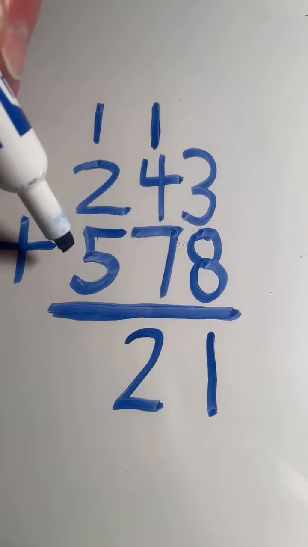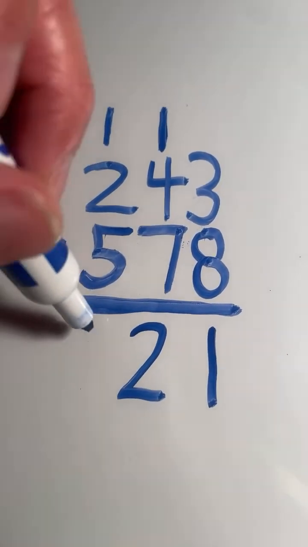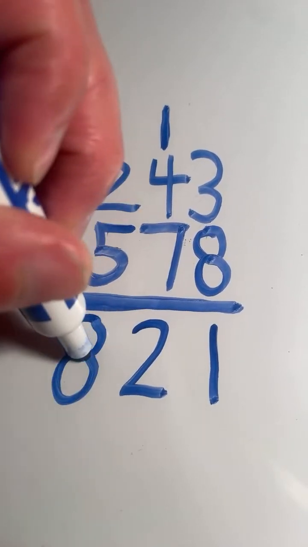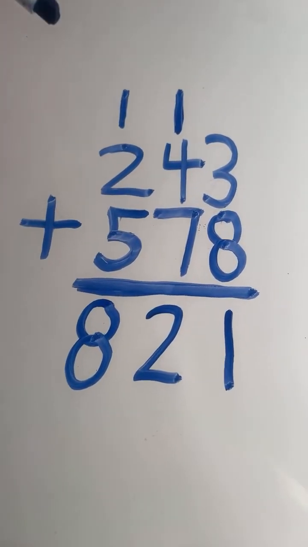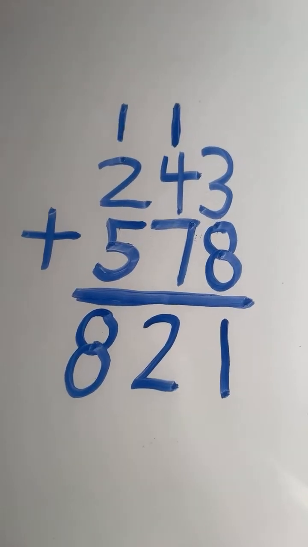Next, we're going to add 2 plus 5, and again, we have to add the one that we carried over. 2 plus 5 equals 7, plus 1 equals 8. And we have our final answer, 243 plus 578 equals 821. Moving on to our next example problem.